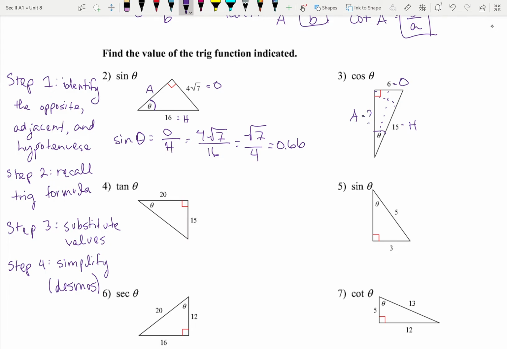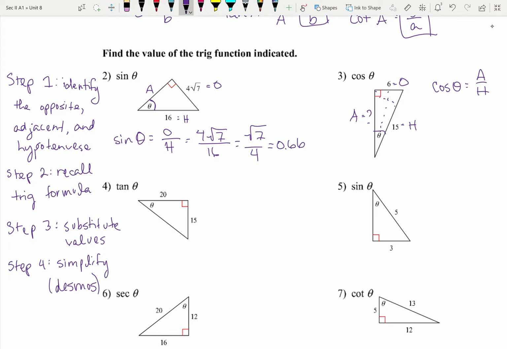Step 2, recall the trig formula. So cosine is CAH, which is adjacent over hypotenuse. Do you see a problem? Step 3, substitute values. But look here, I need the value for adjacent, but I don't have it. So how can I find that missing side of a right triangle? This is where we bring the Pythagorean theorem back.